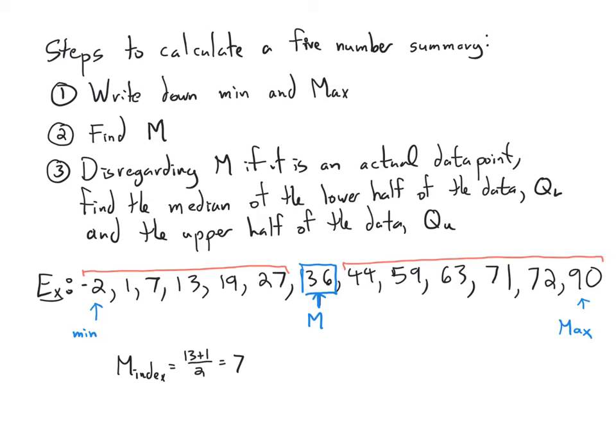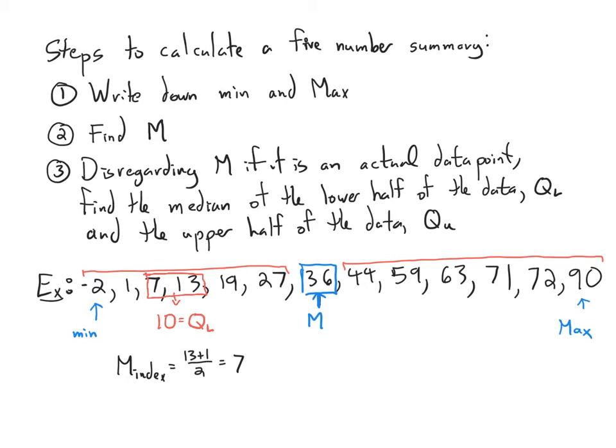So you can count here in each half we have 6 data points. You could calculate the index of it, but I think it's pretty easy to see that we need the average of these 2. And you can check that the average of 7 and 13 is 10. So 10 is the median of the lower half of the data, so it is the lower quartile.